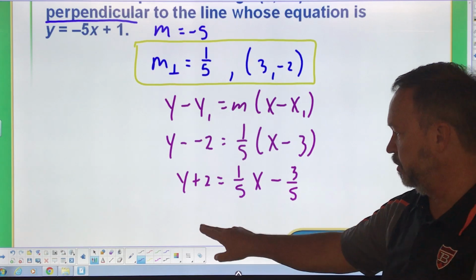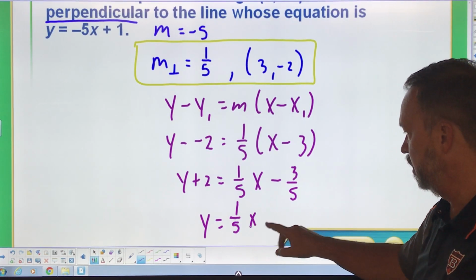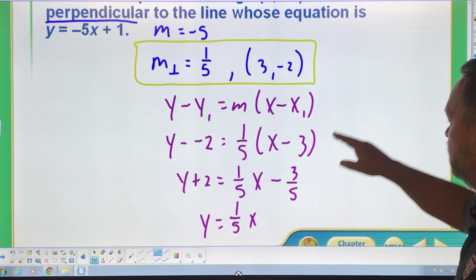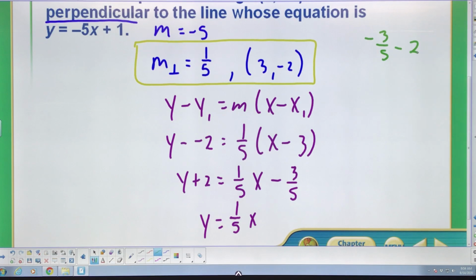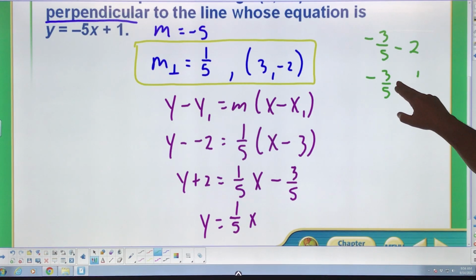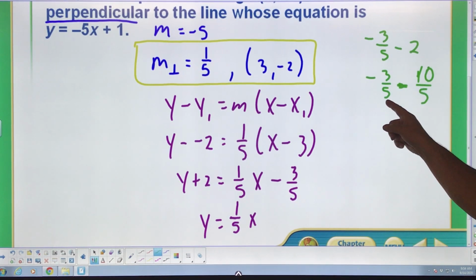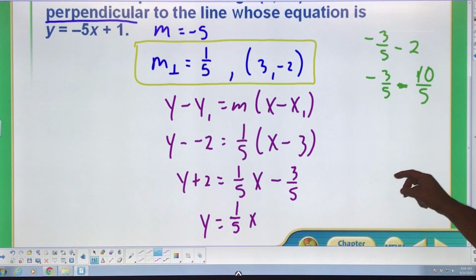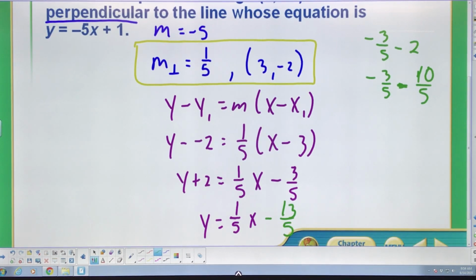So I'm going to subtract 2 from both sides. 1/5 x, and I'm going to subtract 2. Let's make a note of that. I've got a -3/5, and I'm going to subtract 2. Probably the easiest thing to do here is to say, well, 2 is 10, oops, that's a minus sign. 2 is 10/5, isn't it? It is. And a -3/5 subtract 10/5 is a -13/5, and that's our answer.